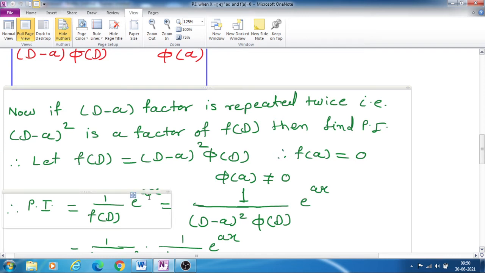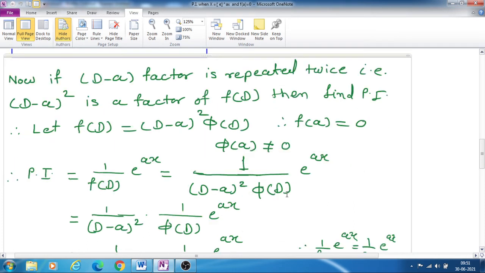then that means f(D) is equal to (D minus a) squared into phi(D), and here if we put D equal to a, this f(a) is equal to 0. Due to this factor, f(a) is equal to 0, so we cannot put D equal to a here. So now we find what is PI for this (D minus a) squared.